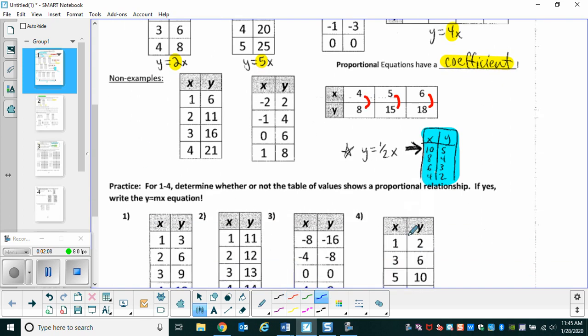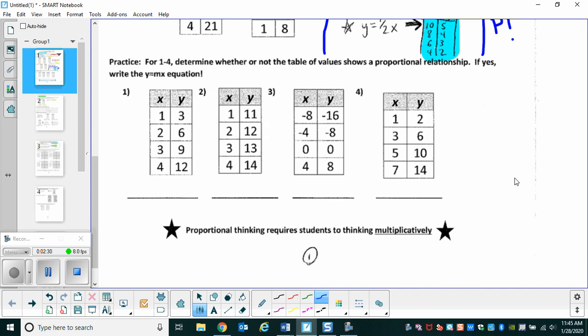Now, I did want to call your attention here in blue that your proportional relationships can deal with division, in the sense that if you're multiplying by a half, that's the same as dividing by 2. So if you take half of 10, you're at 5, half of 8, you're at 4, half and half. So this right here, where you have a coefficient of 1/2, yes, this is considered proportional, okay?